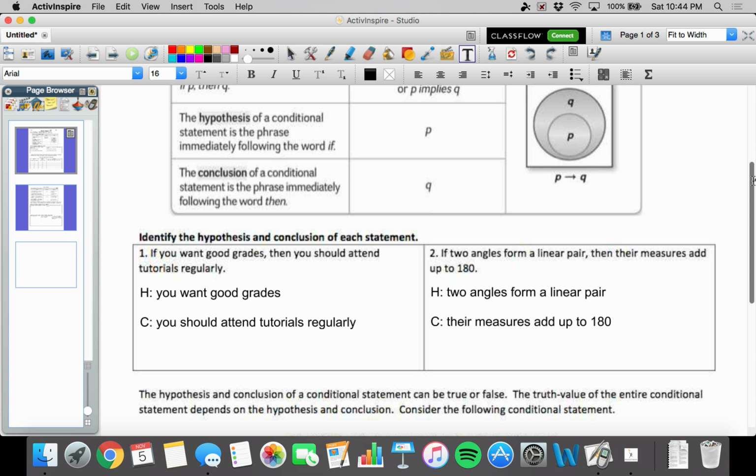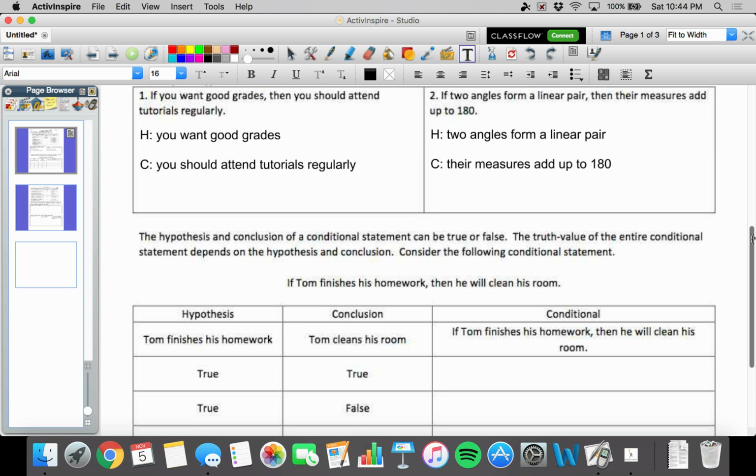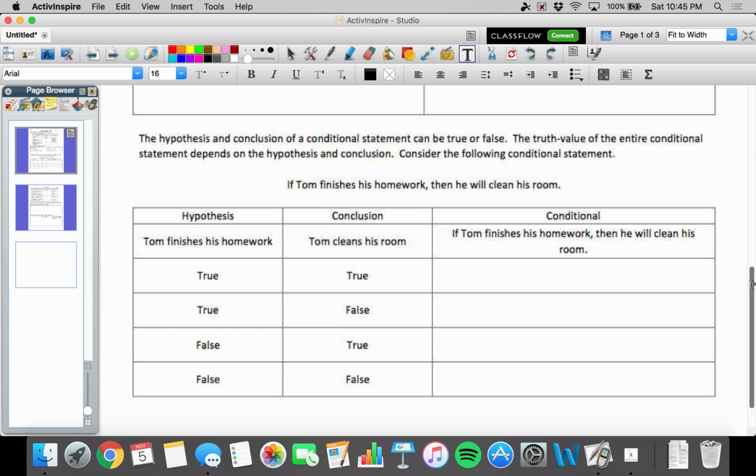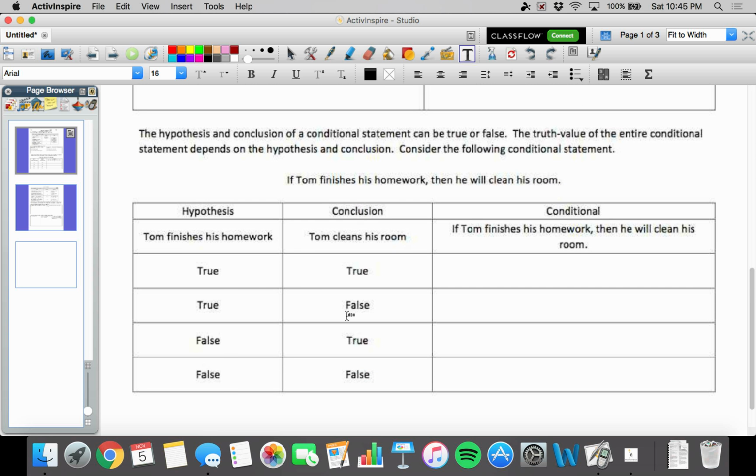The hypothesis of a conditional statement can be true or false. And then the truth value, which just means whether a statement is true or not, of the entire statement depends on both the hypothesis and the conclusion. So let's consider the following statement: if Tom finishes his homework, then he will clean his room. Here we have the four possible cases of this statement.